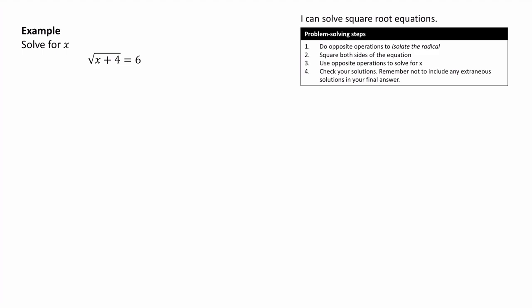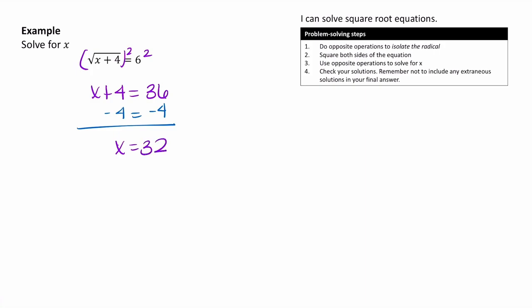Here I can go ahead and square both sides because my square root is already isolated, right? So when I square both sides, on the left I'm left with x plus 4, and then on the right I have 6 squared, which is 36. Now all I need to do is solve for x, and I can do that by doing the opposite of plus 4, okay? So that's minus 4 on both sides. And then I end up getting x equals 32.